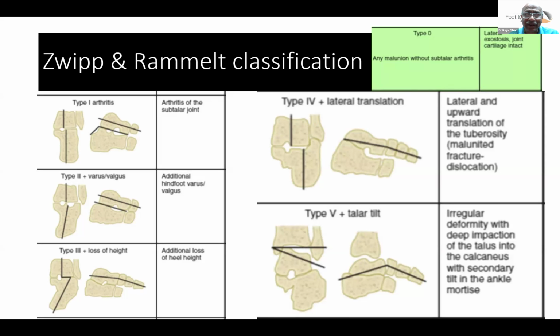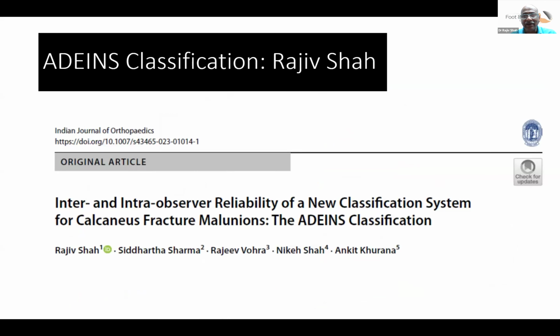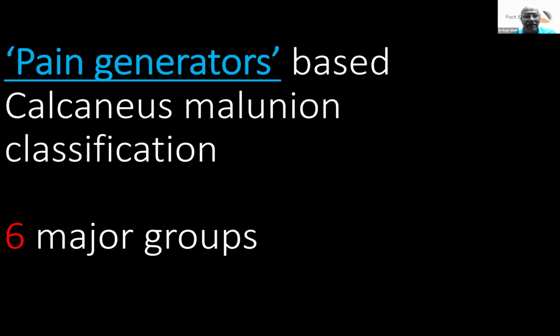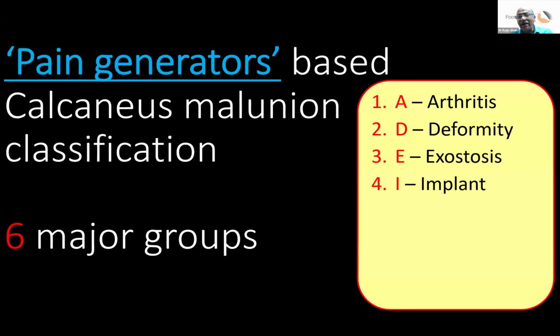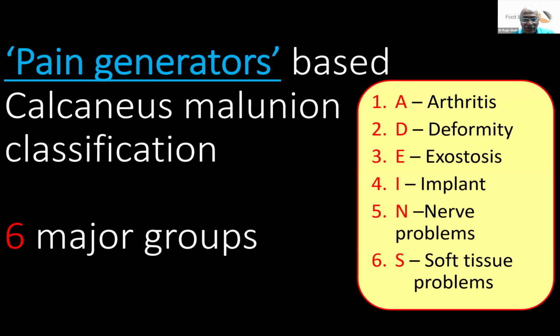At least 40% of our cases were not covered under Zwip and Ramel's classification, and more than 60% of our cases were not covered under Stephen and Sanders classification. So we came up with our own classification of calcaneus malunion, the Adain's classification. It is a pain-generator based calcaneus malunion classification where there are 6 major groups, where group A is arthritis, D is for deformity, E is for exostosis, I is for implant, N is for the nerve issues, and S is for the soft tissue problems.